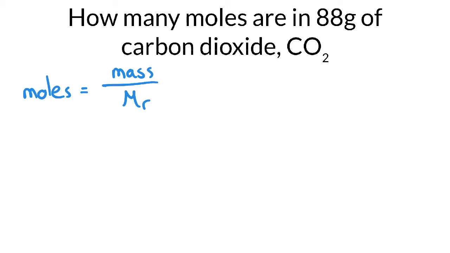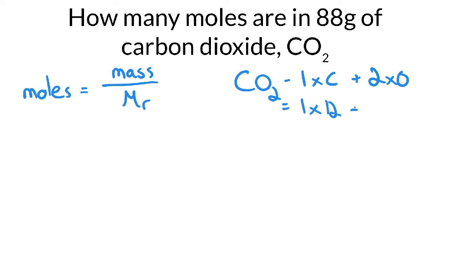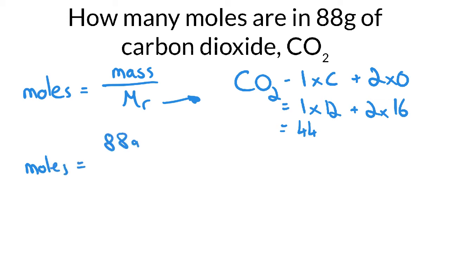So I need to work out this Mr. So I have carbon dioxide, CO2, that's 1 carbon and 2 oxygens. So it's going to be equal to 1 times 12 plus 2 times 16, which is equal to 44. So my Mr is 44. My mass is 88, so my moles is going to be equal to my 88 grams divided by my 44, which is going to equal 2. So there are 2 moles of carbon dioxide in 88 grams.